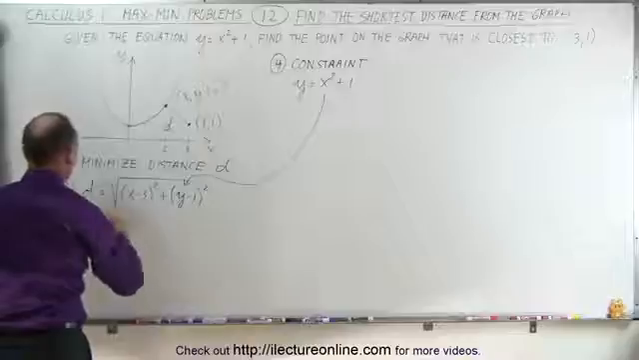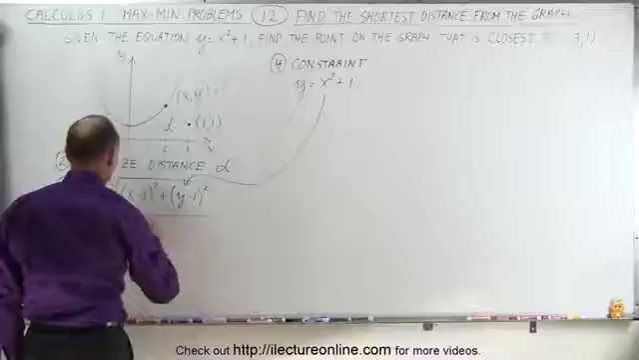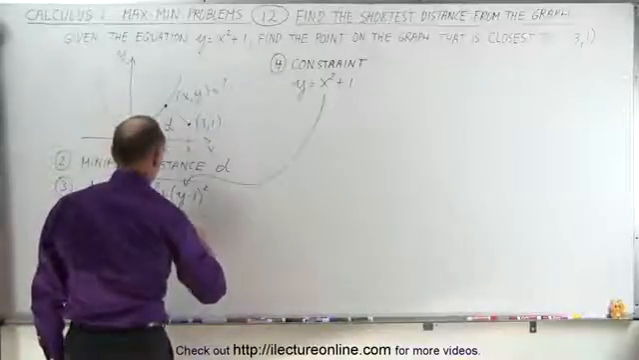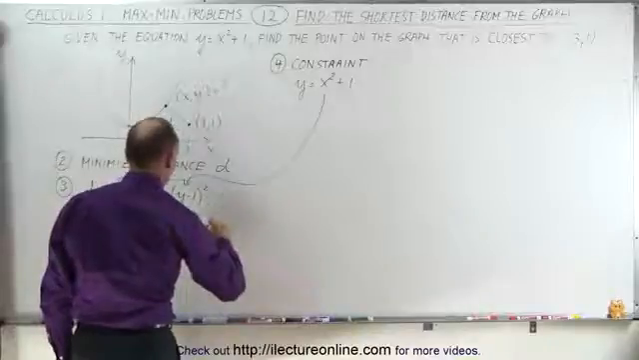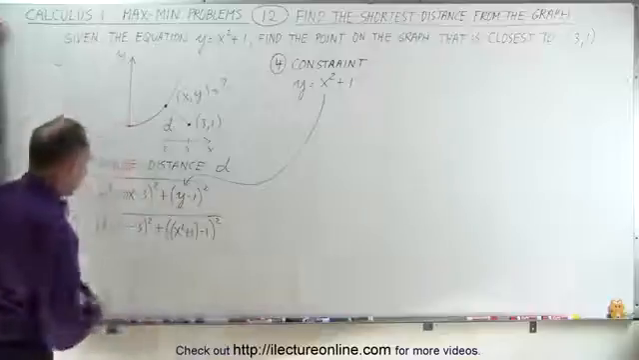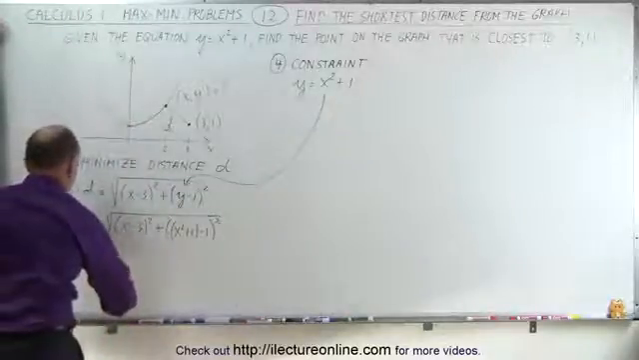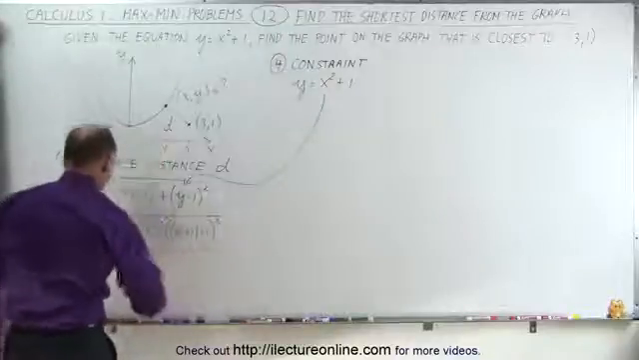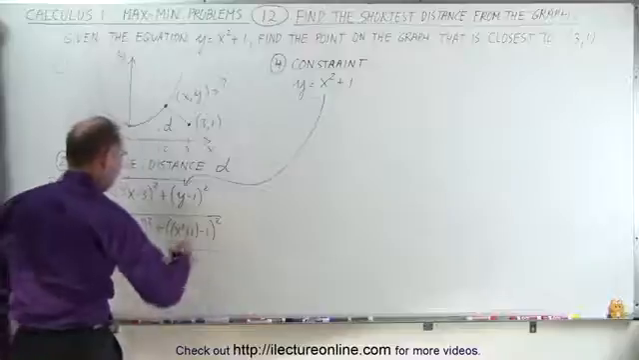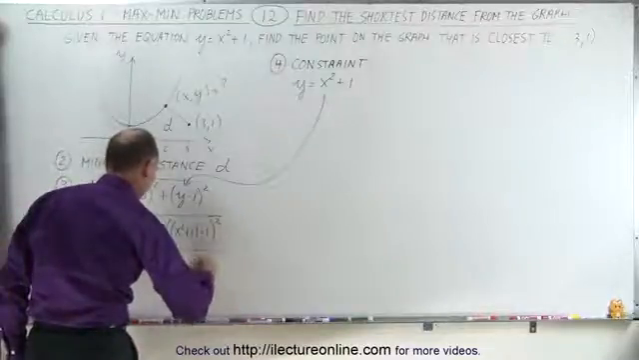So d is equal to the square root of (x minus 3) squared plus, instead of y, we write (x squared plus 1 minus 1) squared. So now we can go ahead and expand this out. We have d is equal to the square root of x squared minus 6x plus 9, and here the ones cancel out, so we get plus (x squared) squared, which is x to the 4th power.